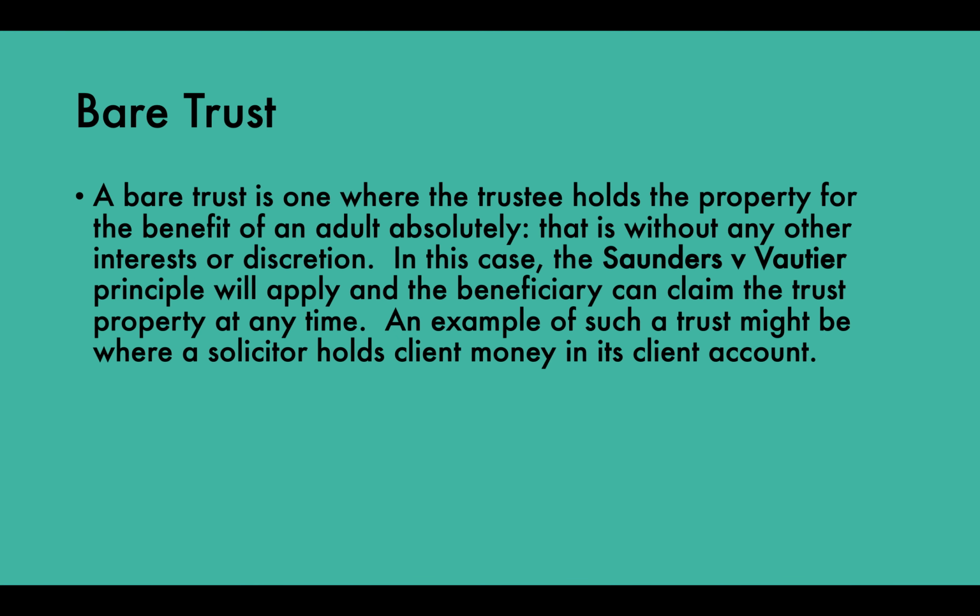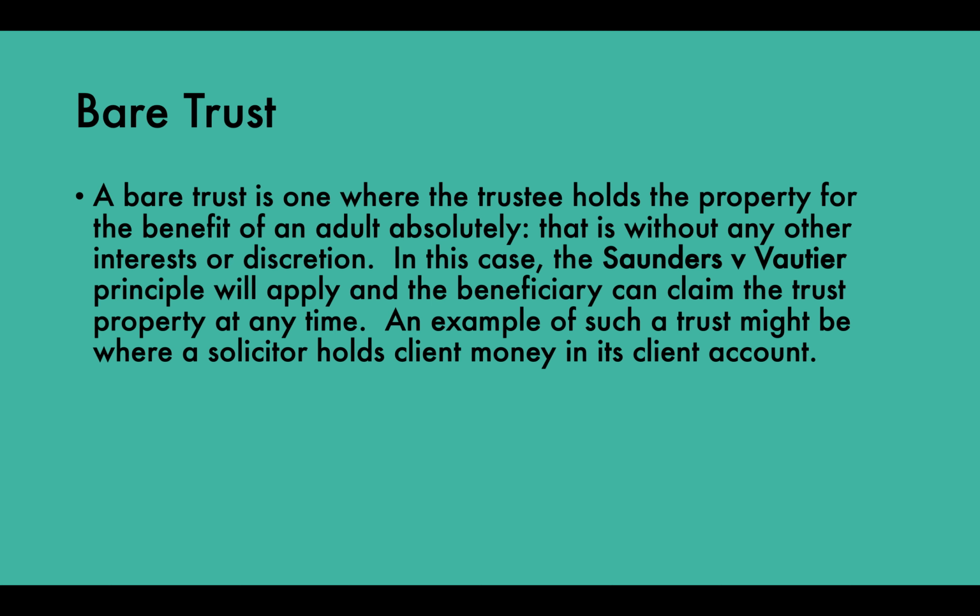So we also have a bare trust, and a bare trust is one where the trustee holds the property for the benefit of an adult absolutely, and this is without any other interest or discretion. So in this case, Saunders and Vautier principle will apply, and the beneficiary can claim the trust property at any time. An example of such a trust might be where a solicitor holds client money in its client account.